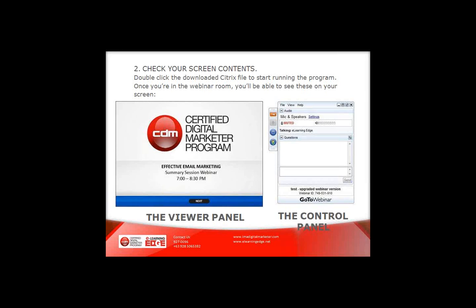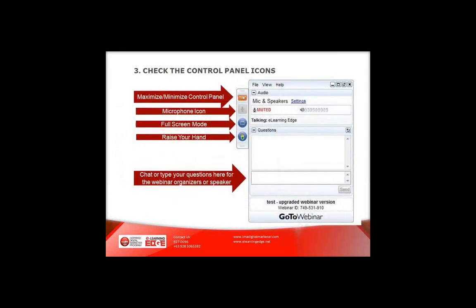other attendees as well. To elaborate on your control panel, at the upper left is an orange rectangle. This is used to maximize or minimize the control panel. The blue rectangle is used to set your full screen mode. At any point during the webinar, you can use this icon to raise your hand. So guys, can you try clicking on the hand icon?